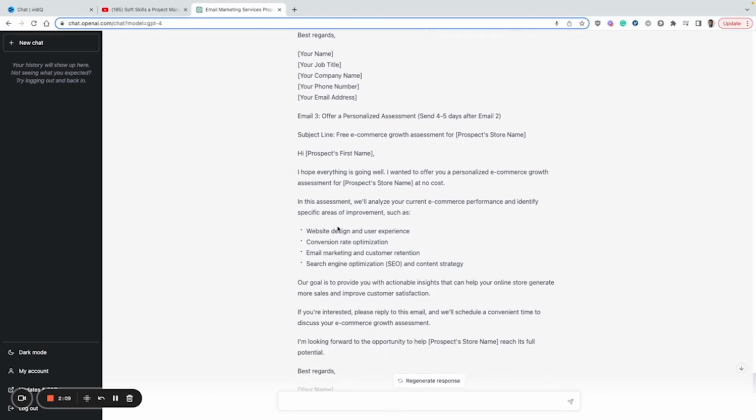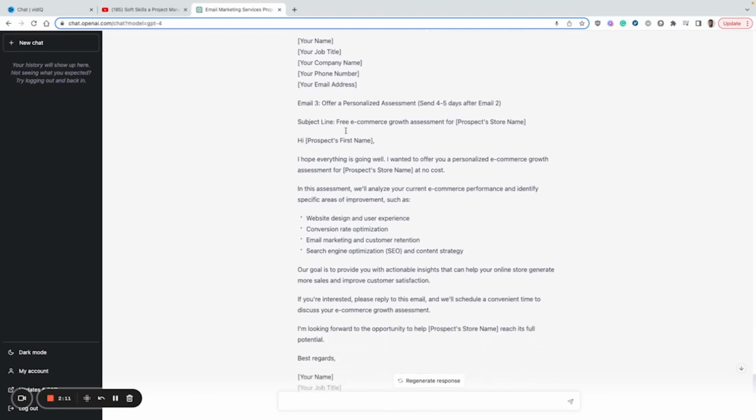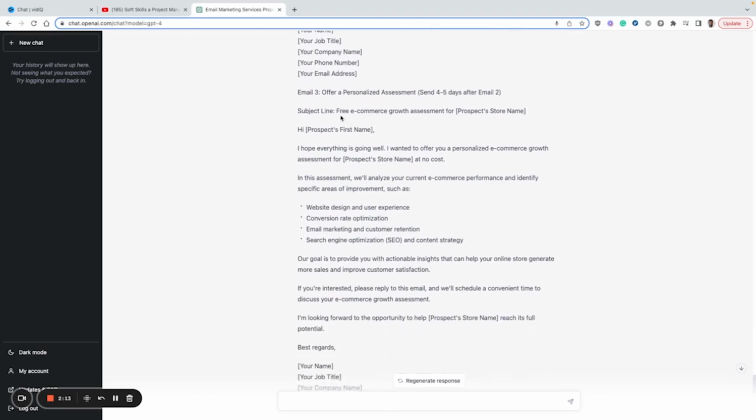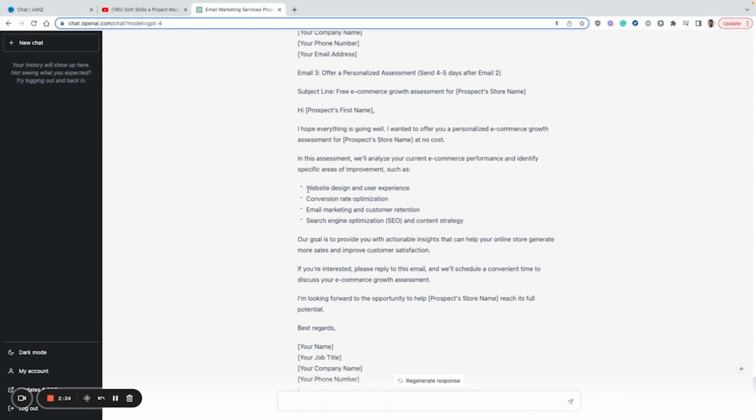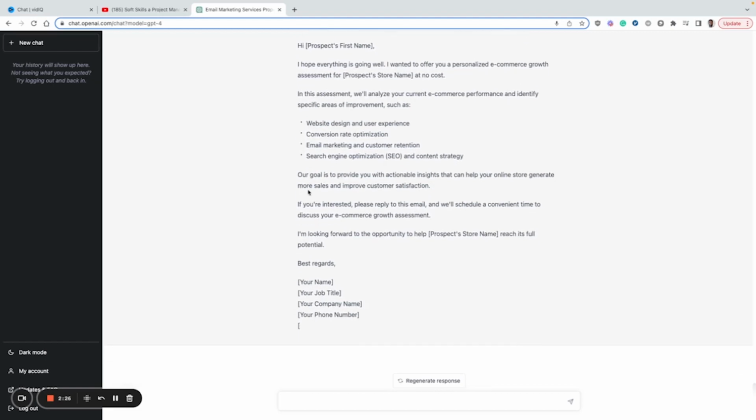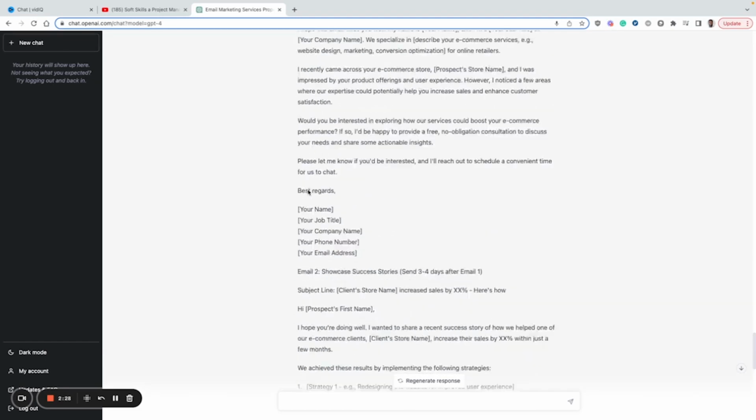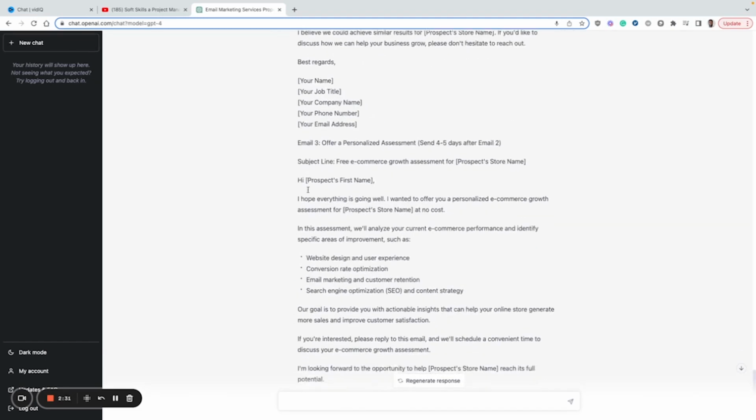And then email 3, offer a personalized assessment. So what they're doing here is offering to do a personalized assessment for the client at no cost. And this is the 3 email series that they put together in terms of a strategy. So that's what we have.